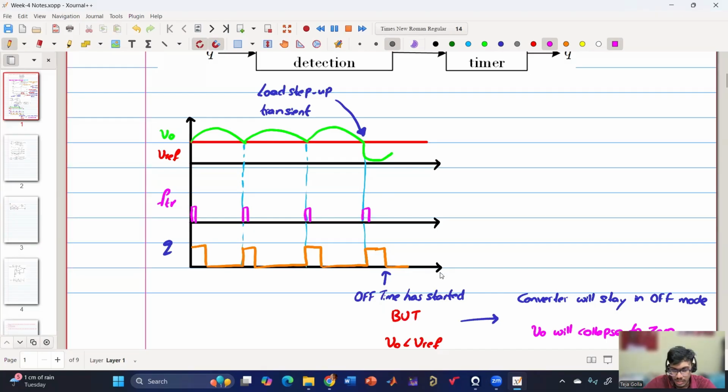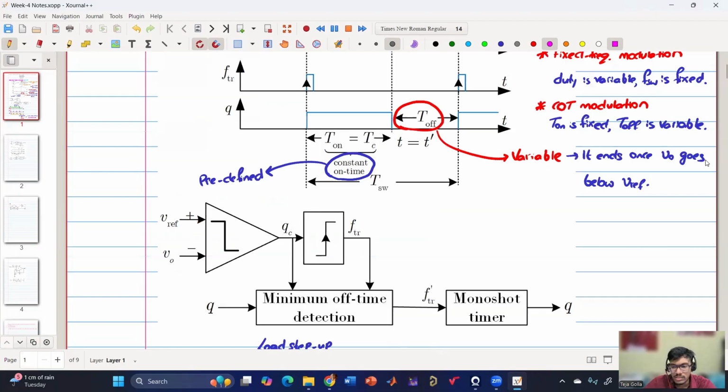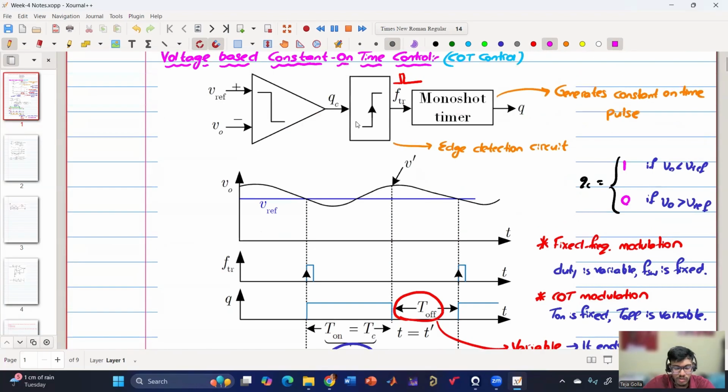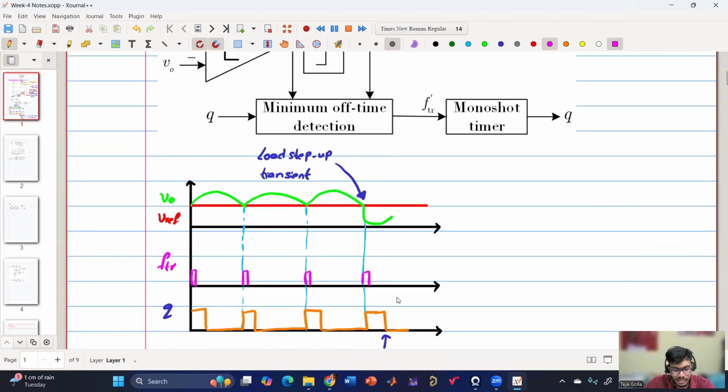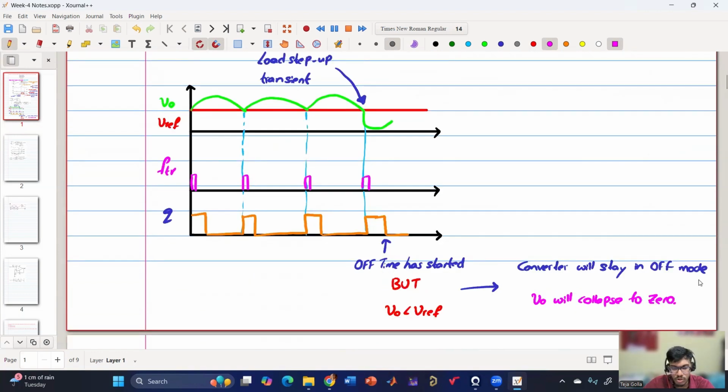Now off time has started. And who ends this off time? I have mentioned that off time ends once V naught goes below V reference. So only when V naught is going below V reference, then I will see a trigger pulse because of the comparator. But if it is already staying there, then FTR remains zero because the comparator is zero. So I will never see this FTR. Because I will never see FTR, the converter will forever stay in the off mode. So V naught will discharge and collapse to zero, and the converter will collapse.